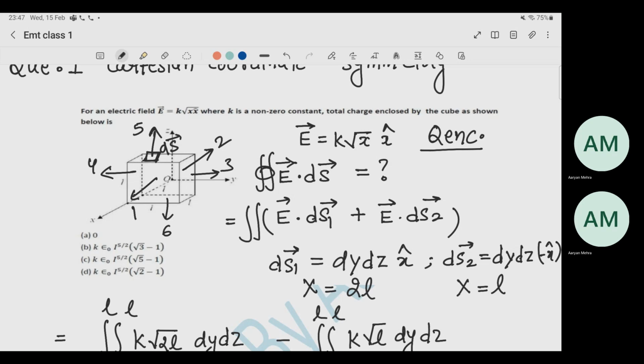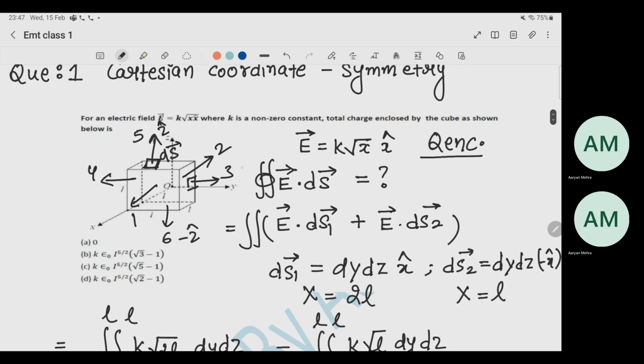So what will be the direction of this vector for 5 and 6? It will be along z cap and minus z cap, right? What will be the direction of the small dS patch in number three? That will be plus y cap, and along 4 will be minus y cap. And along 1 and 2, along 1 it will be plus x cap, and along 2 it will be minus x cap. I'm only talking about the directions. Now if you see carefully, the electric field is along the x cap.